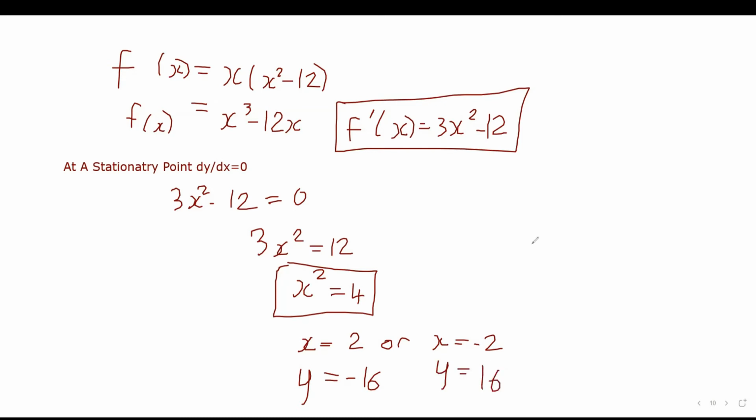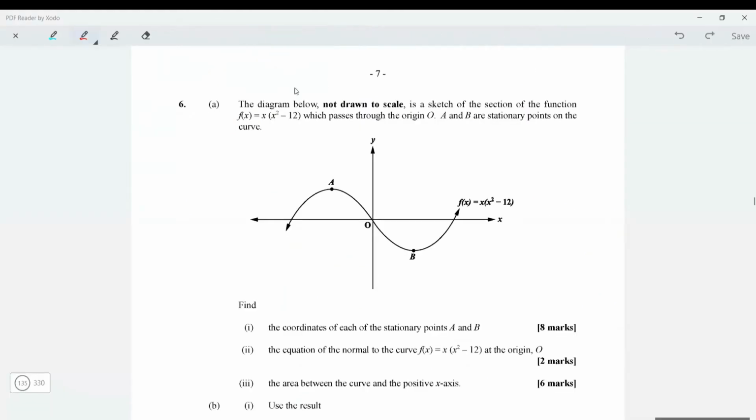So therefore, the two stationary points, Marika, are 2, negative 16, and minus 2, 16. Follow this, Marika? Yes, sir. Understand. Nice. So now we can just put them on. By the way, Marika, remember the negative coordinate can be the one with A. So A is the one with the negative x coordinate, minus 2, 16, and B is the one with the positive x coordinate, and this is 2, minus 16.